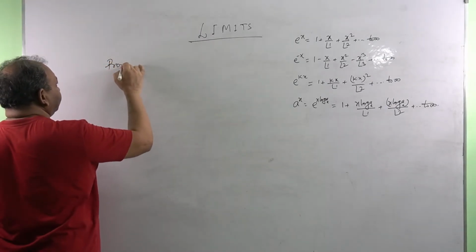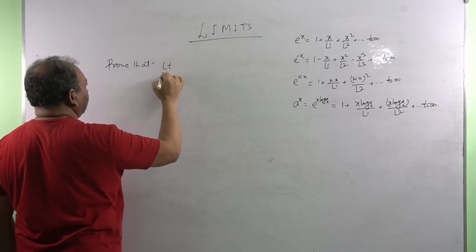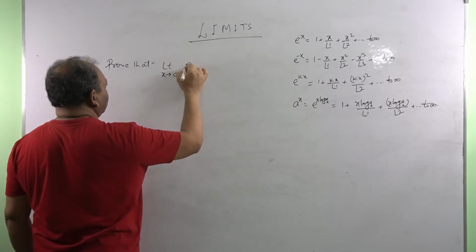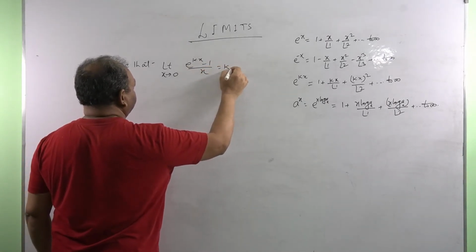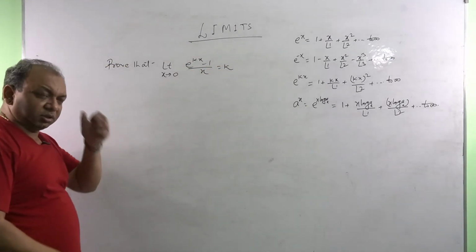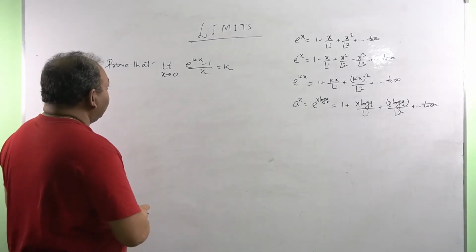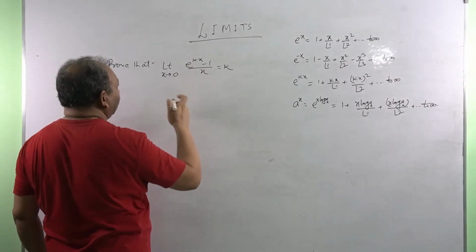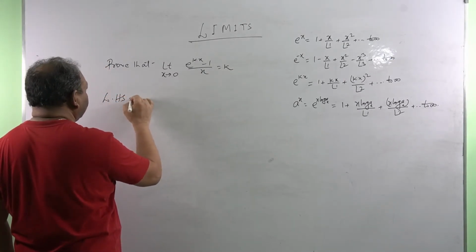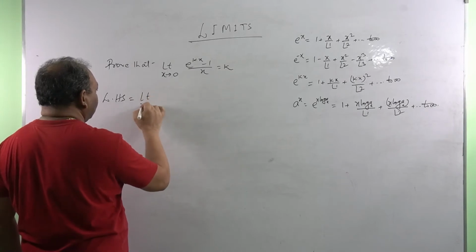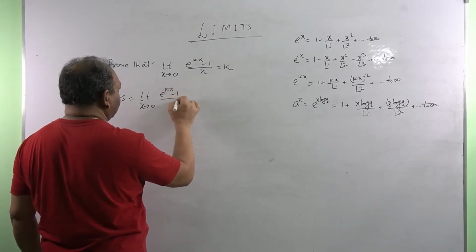Now prove that limit x tends to 0 e raised kx minus 1 by x is equal to k. This is the very useful formula of limit. We will use this formula directly in another question. LHS: limit x tends to 0 e raised kx minus 1 by x.